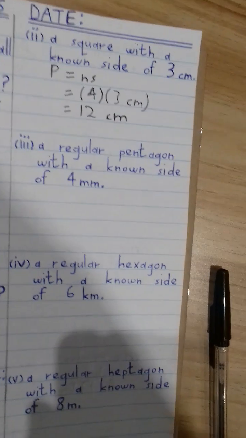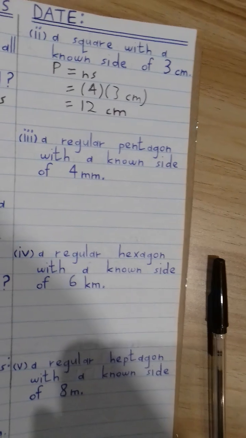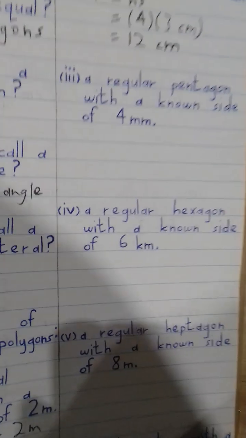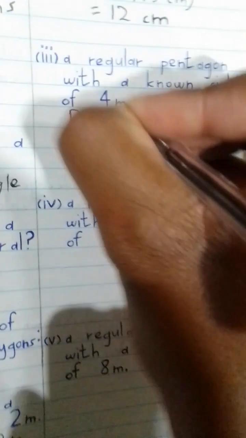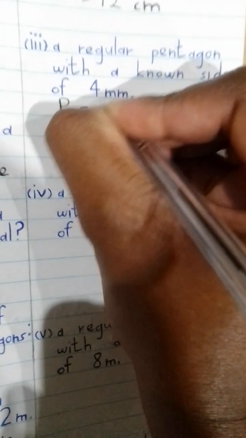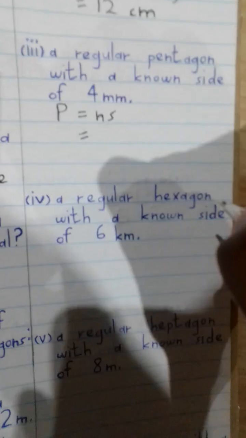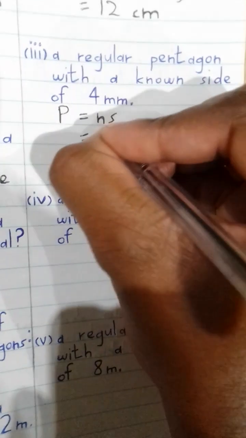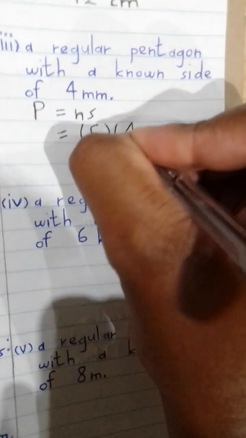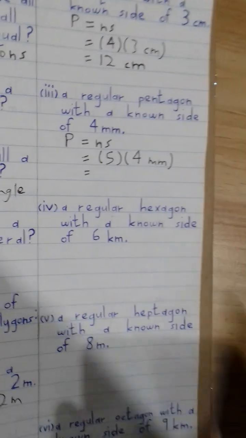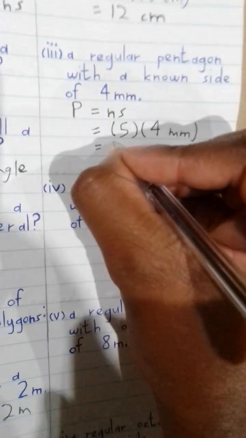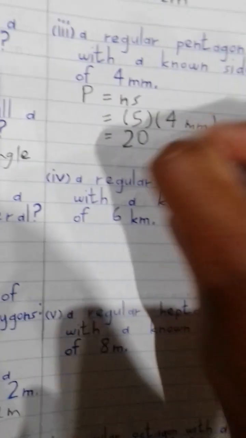Roman numeral number 3. A regular pentagon with a known side of 4 millimeters. Pentagon has how many sides? 5. Length of the known side is 4 millimeters. Five times 4 is 20. So the perimeter is 20 millimeters.